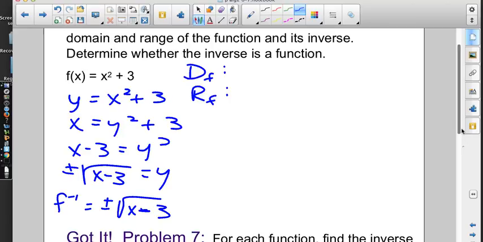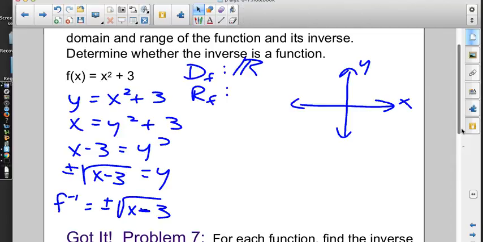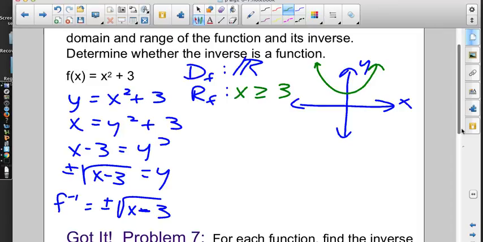Anything we can't use in expert listing? No. But the range is like that, we're not using all the y's. We're just using the y's that are above 3. So that range is going to be x is greater than or equal to 3.